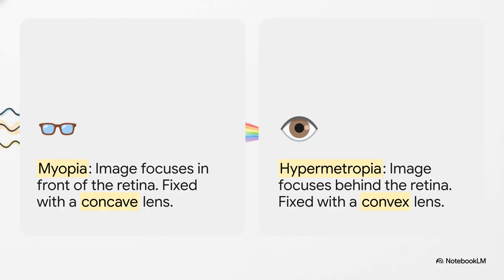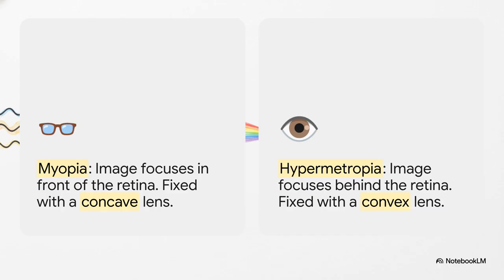First up is myopia, or nearsightedness. This is where you can see near objects totally fine, but distant objects super blurry. Why does this happen? Well, it's because the eyeball is too elongated, or the lens is just too curved, which causes the image to focus in front of the retina instead of directly on it. We fix this by placing a concave lens in front of the eye to diverge the light rays just a tiny bit before they enter.